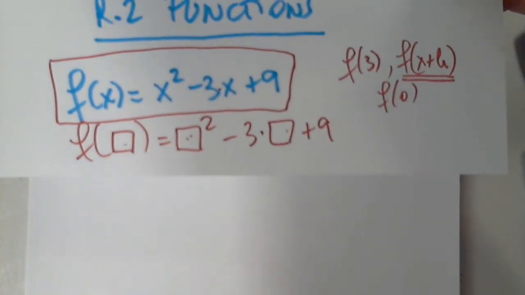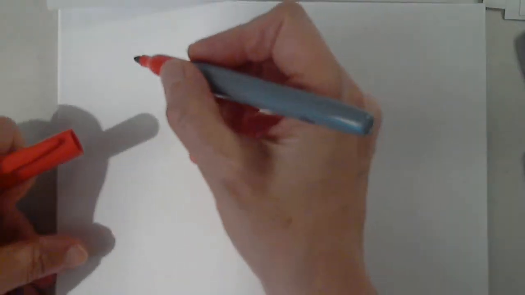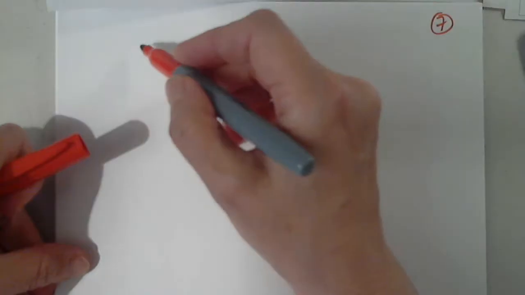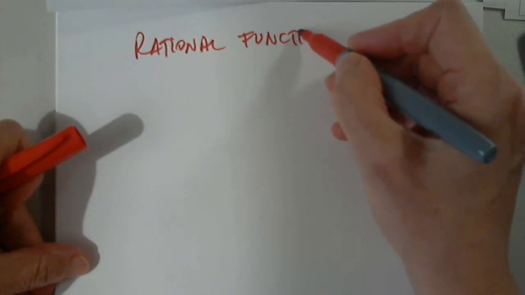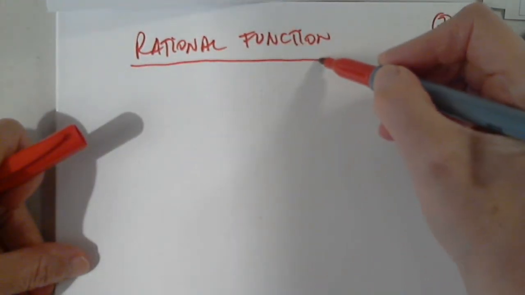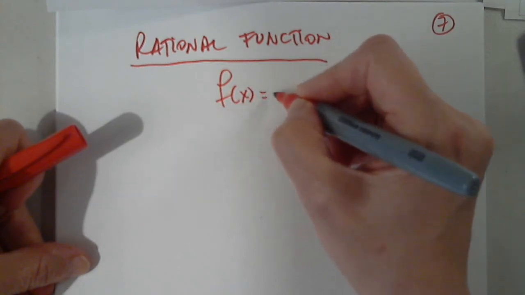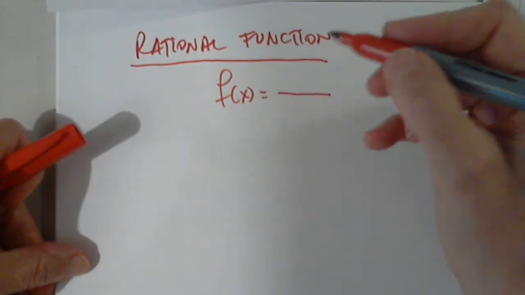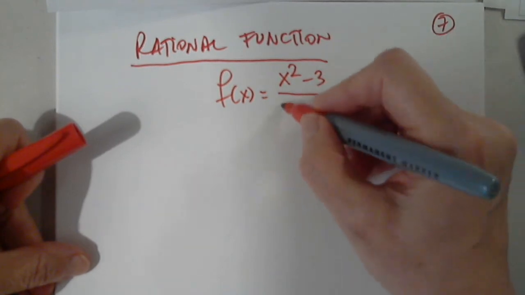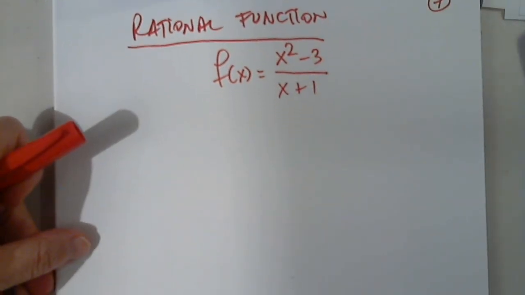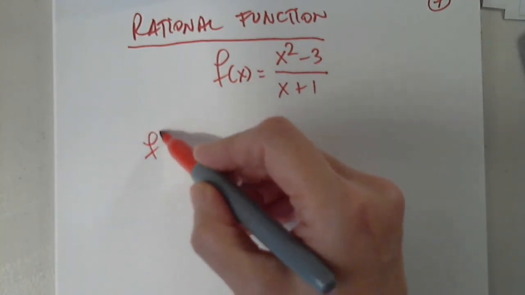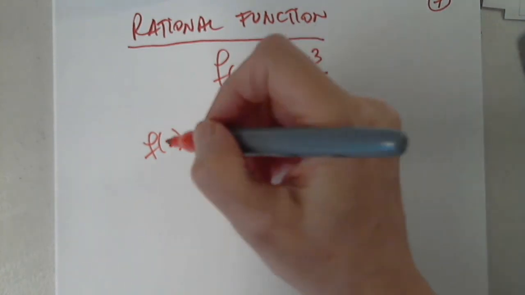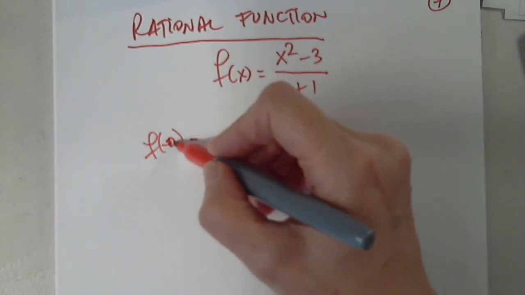Before we evaluate any problem from your text, I'm just going to show, let's say, a rational function. Why is it called a rational function? Because it's a ratio of 2 polynomials. Let's say x squared minus 3 over x plus 1. And let's suppose I'm asked to find f of 2. Let's make it negative 2 to make it a little bit more interesting.